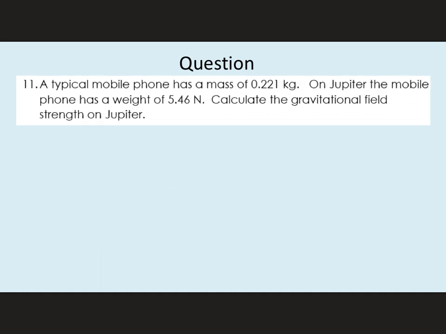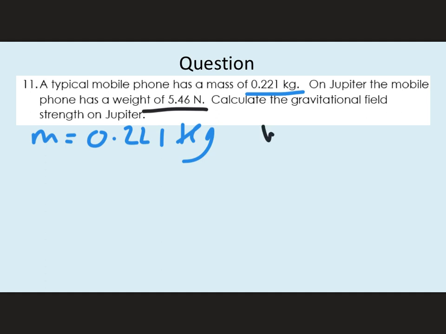So this is question 11. Remember that you should have completed this yourself already. So if you haven't completed question 11, please pause the video now and give it a go and then restart the video to go through the answers. So in question 11, it says a typical mobile phone has a mass of 0.221 kg. So my mass M equals 0.221 kilograms. Okay, the next bit is that my weight is 5.46 newtons.